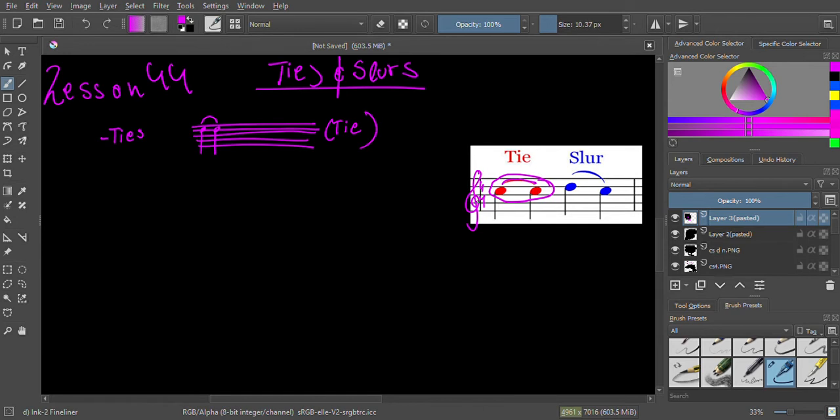And so instead of doing one count and another count, I'm just going to hold C for two counts. So when there's no tie, I would read this as 1 and 2 and, because there's two quarter notes. But when I put a tie, I don't stop in between them, and I play it for the full value of those two quarter notes, which is two counts. So one count plus one count is equal to two counts. So I play it as 1 and 2 and.